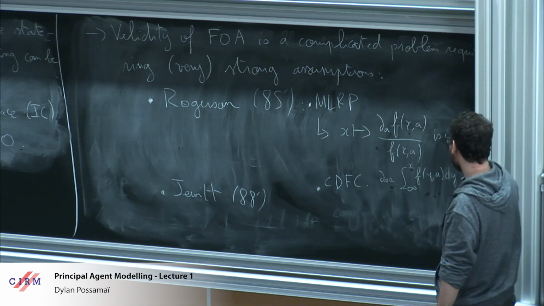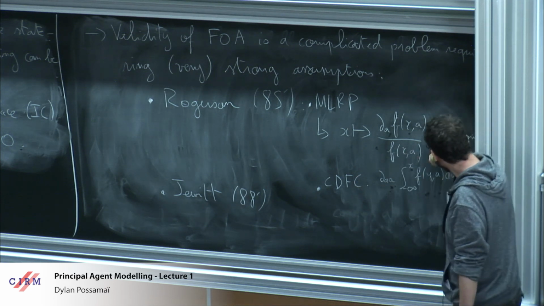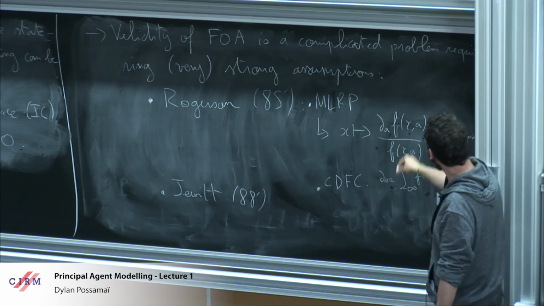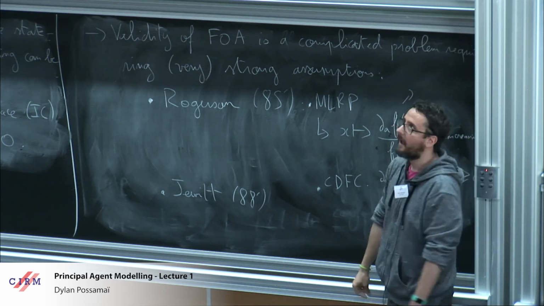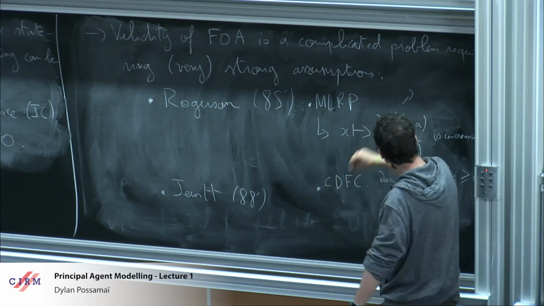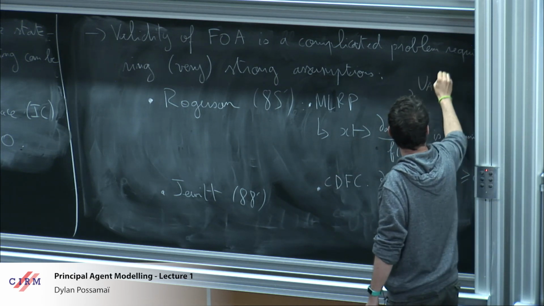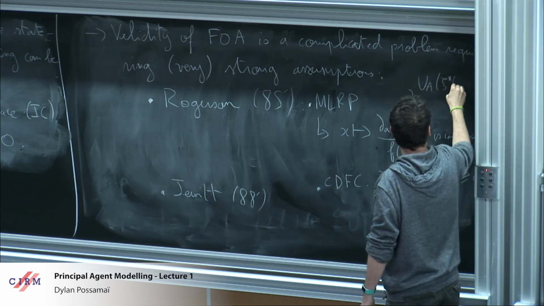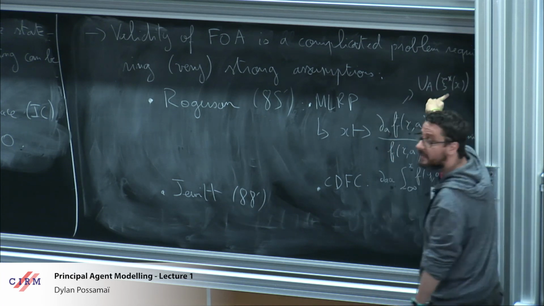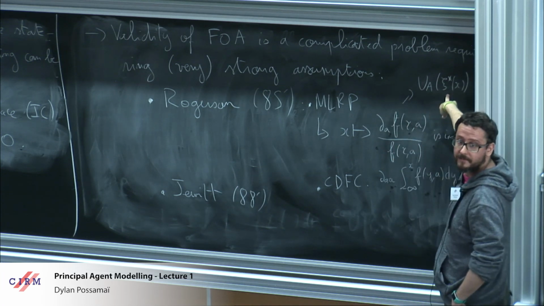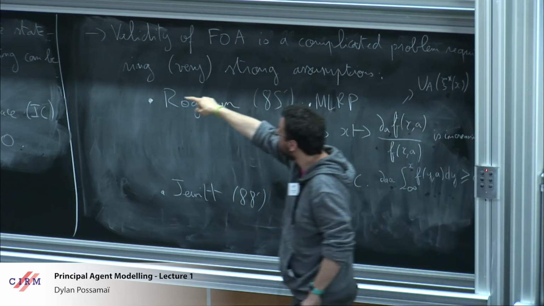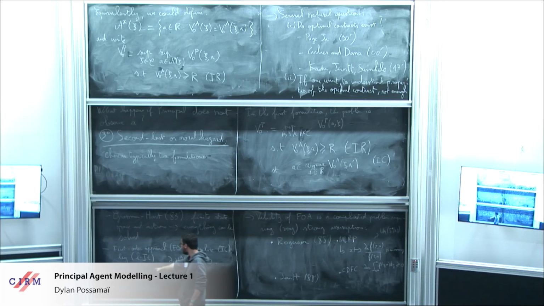And basically this assumption here is related to what? It's related to the fact that you need to have UA of psi star. So psi star is the optimizer in the problem where you've replaced IC by local IC. So I assume that that guy exists, is an interior maximizer, and I know how to characterize it.